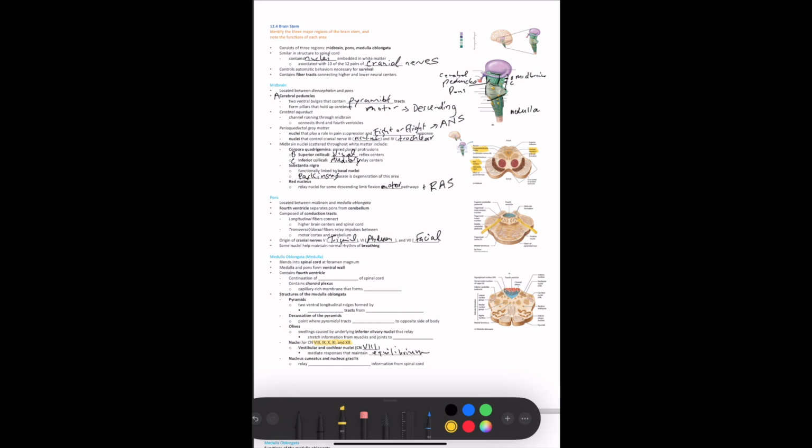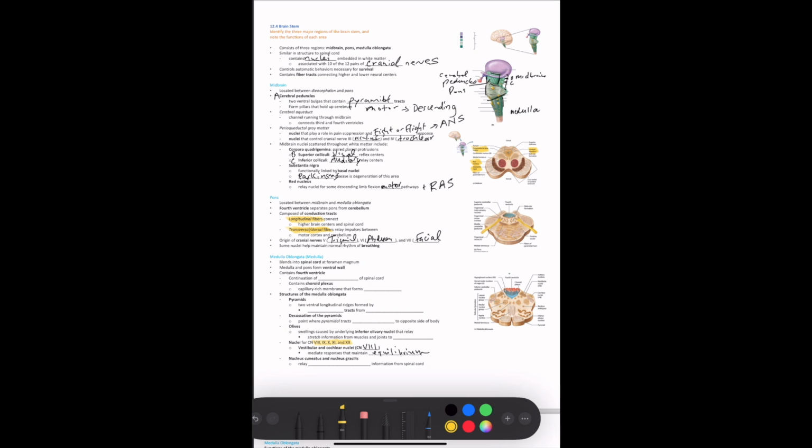Moving our way down towards the pons. The pons is composed of these conduction tracts. You've got longitudinal fibers connecting the higher brain centers and the spinal cord, and then the transverse or dorsal fibers. This is relaying impulses between the motor cortex and the cerebellum. And then you also have nuclei to help maintain our normal rhythm of breathing.